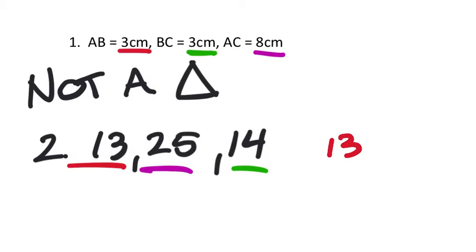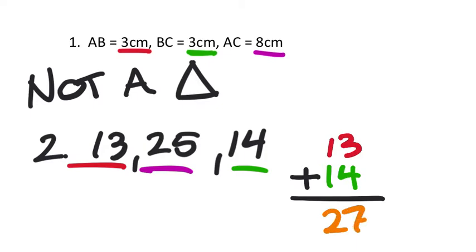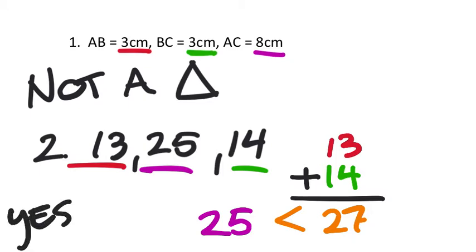I'll show the math. 13 plus 14 is 27. And that is bigger than the longest side, 25. That's what we need. So yes, this one would make a triangle. Okay? That's all you've got to do in order to figure out if three side lengths make a triangle.